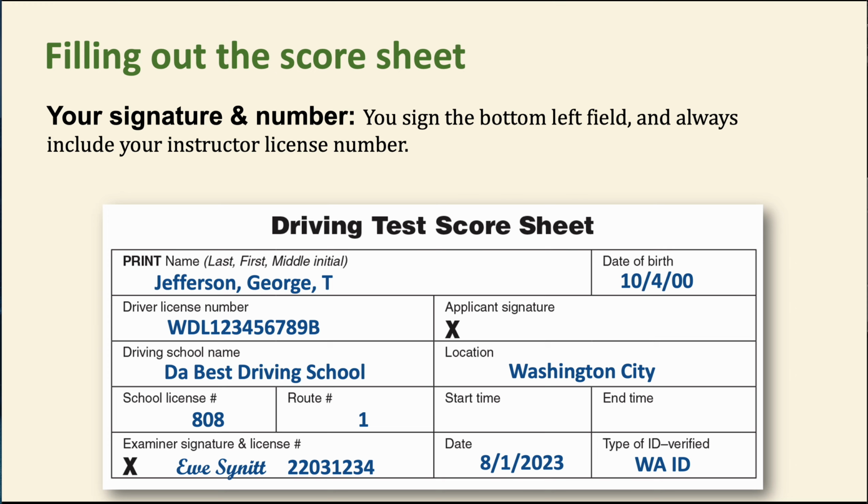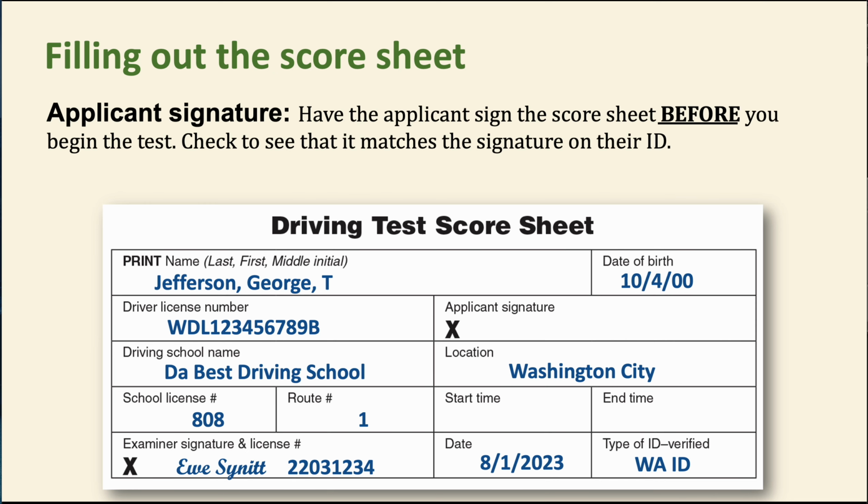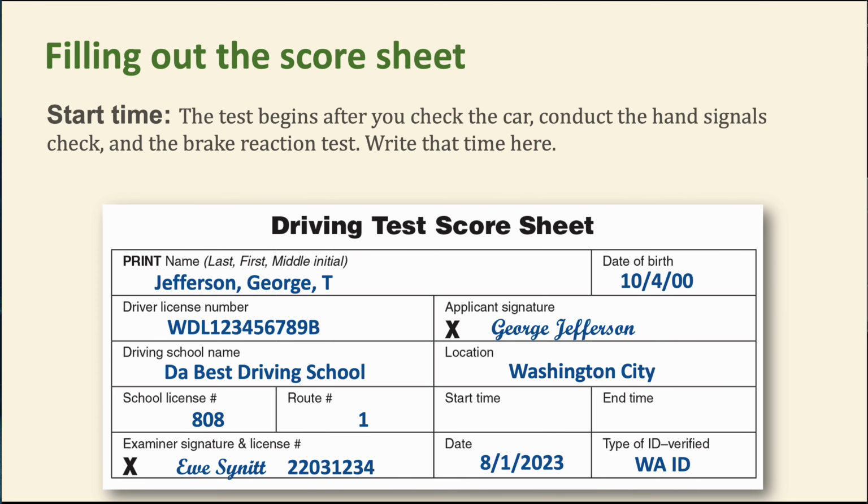And make sure you sign it. See down in the bottom right, you sign it. Put your instructor number on there. You're required to put that on there. Make sure the applicant signs the score sheet before you begin the test. Do it before the test starts. Make sure the signature matches.